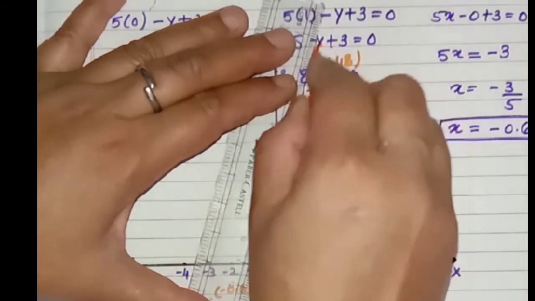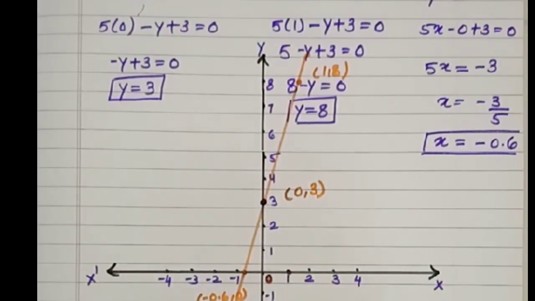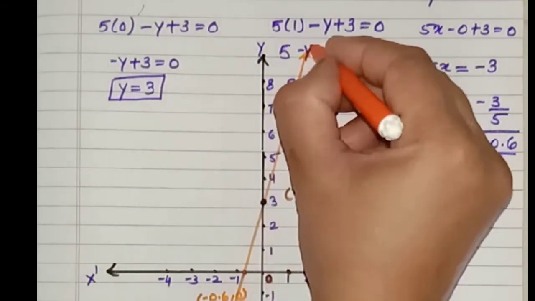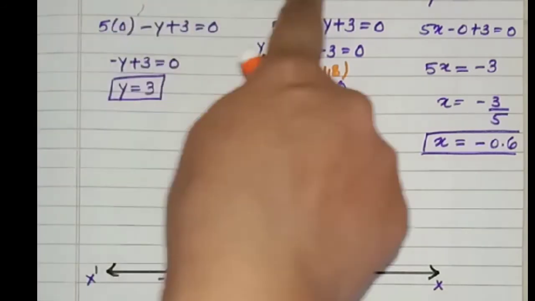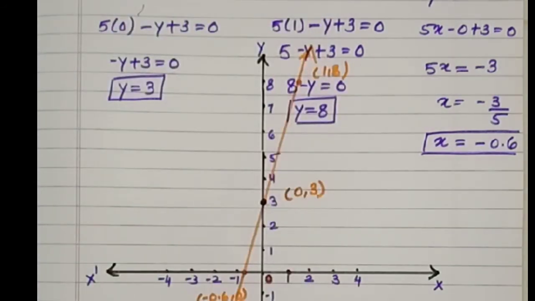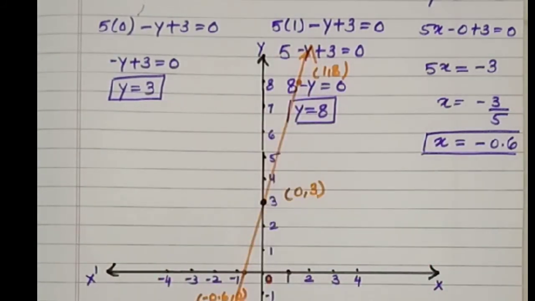Now we will draw the line. As you can see here student, this line passes through all these 3 points. It means our solution is correct. If any point is not lying on this line, it means some part of the solution is incorrect. So in this way we will solve this question.